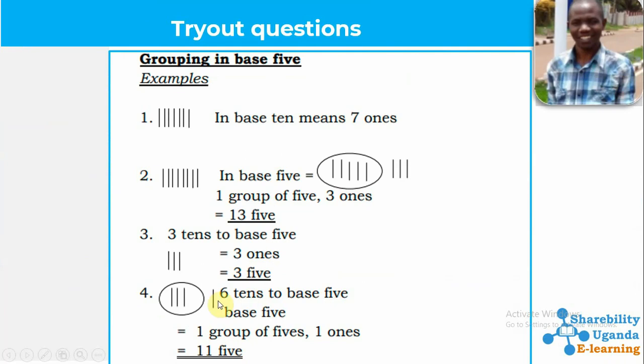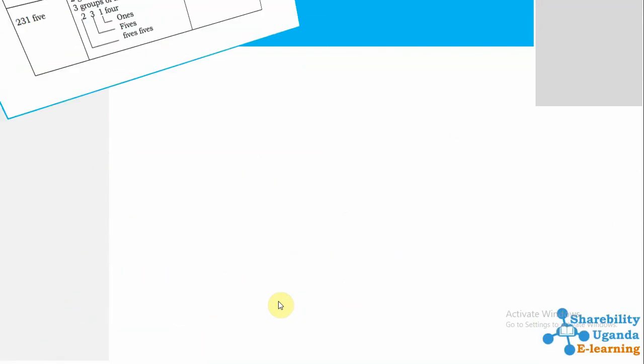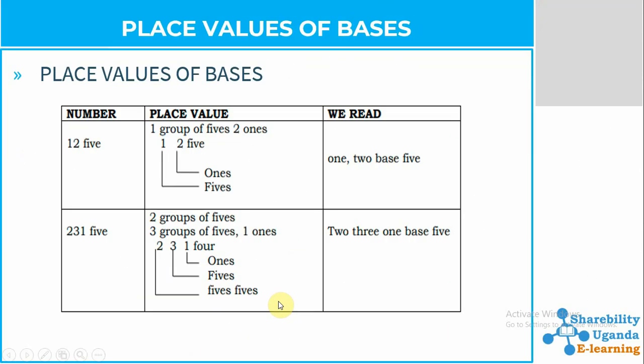Then also we have this, 1, 2, 3. This simply means we have grouped in 3s and a 1. So this simply means that 6 tends to base 5.